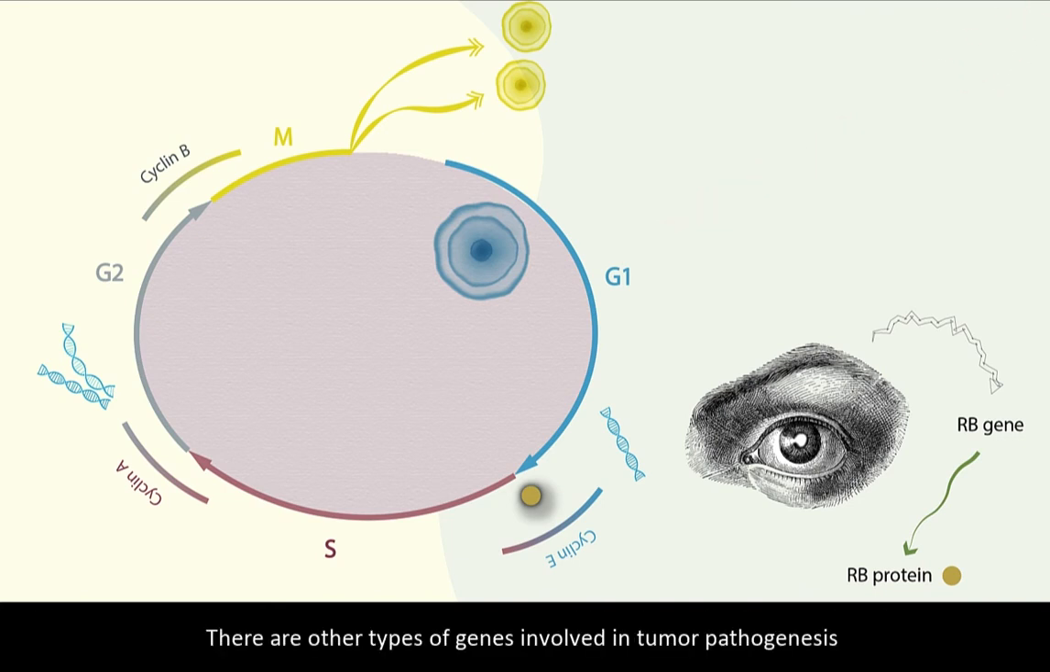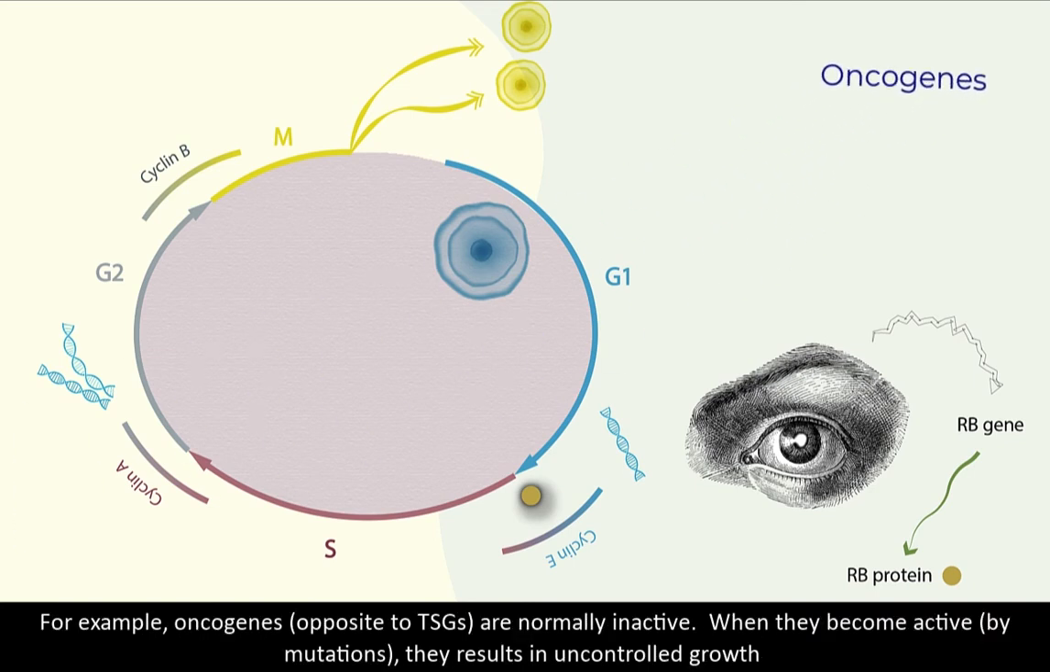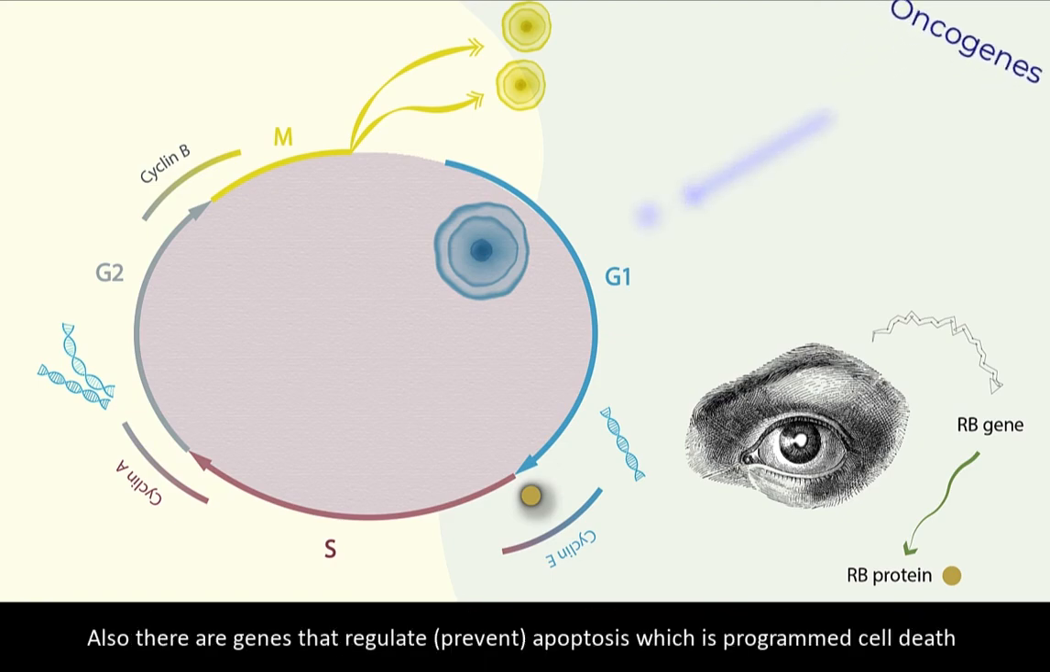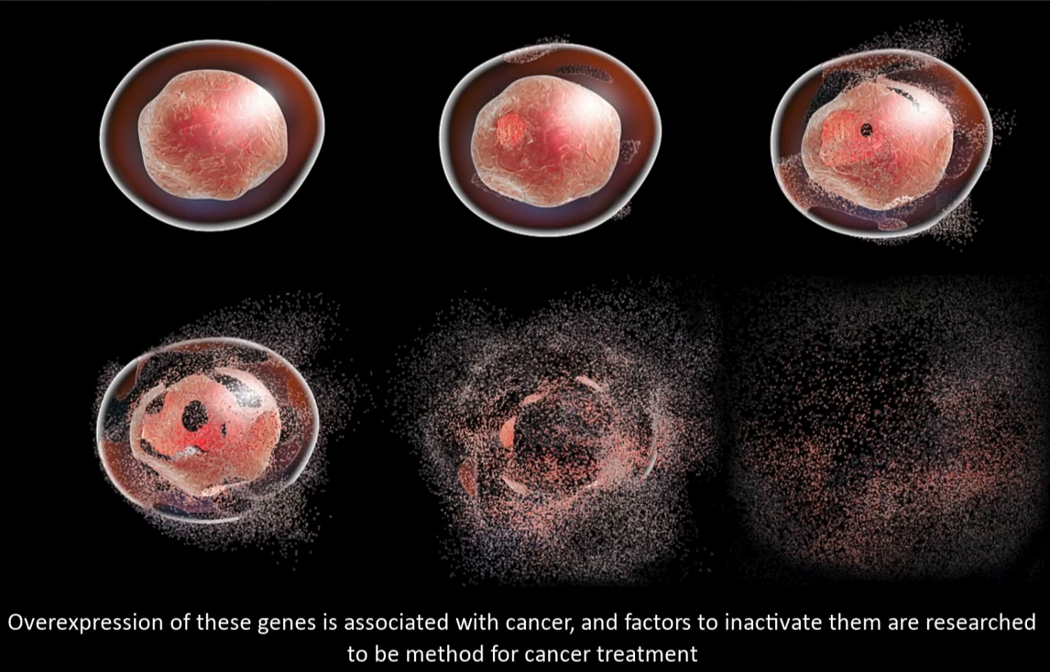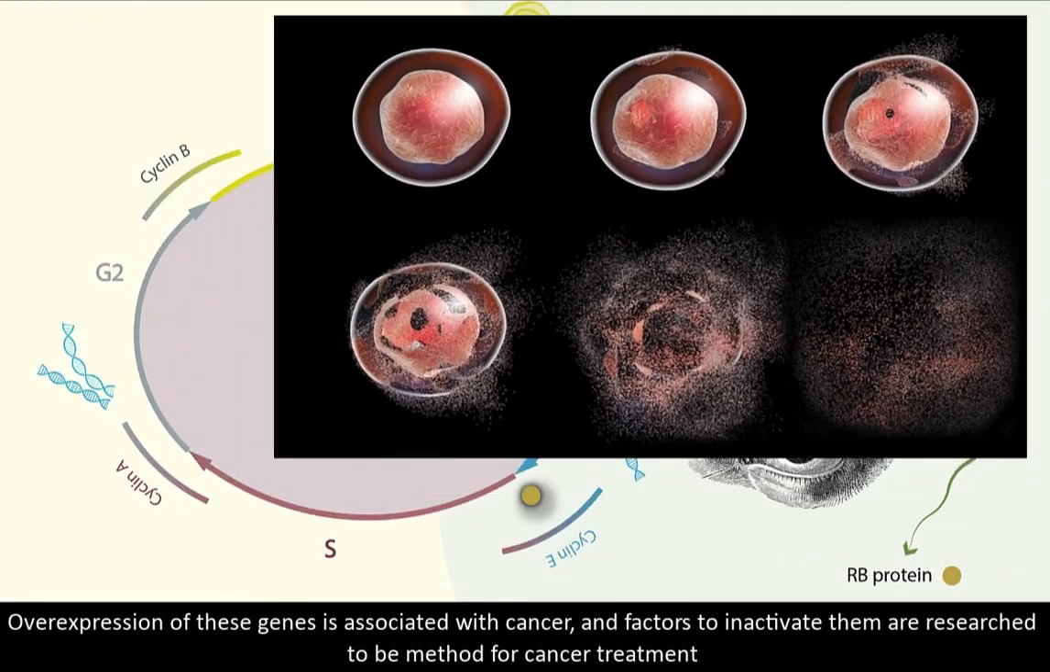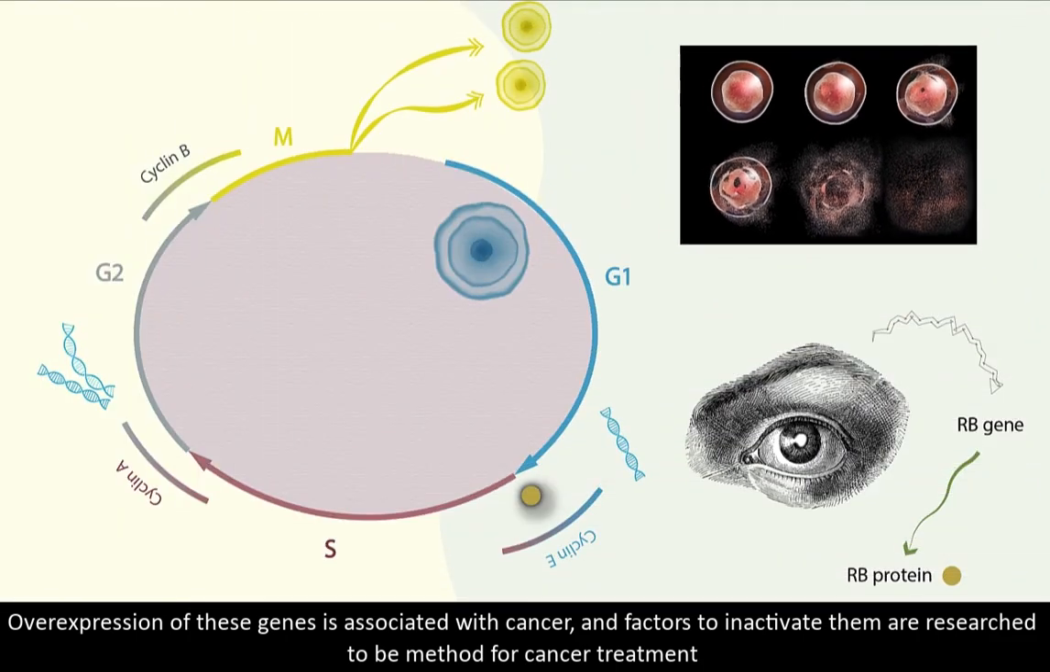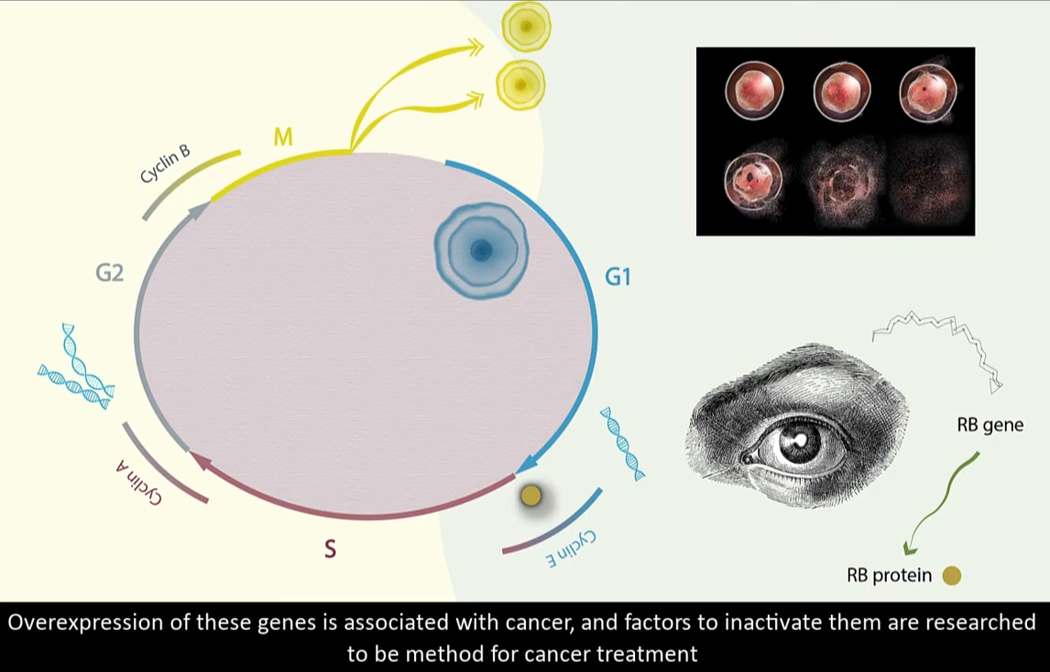There are other types of genes involved in tumor pathogenesis. For example, oncogenes, opposite to tumor suppressor genes, are normally inactive. When they become active by mutation, uncontrolled growth results. Also, there are genes that regulate or prevent apoptosis, which is programmed cell death. Overexpression of these genes is associated with cancer, and factors to inactivate them are being researched as a method for cancer treatment.